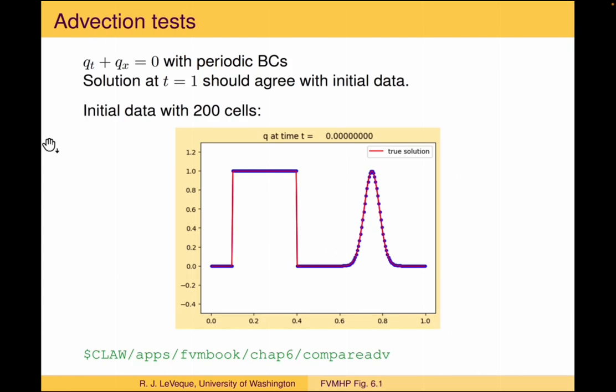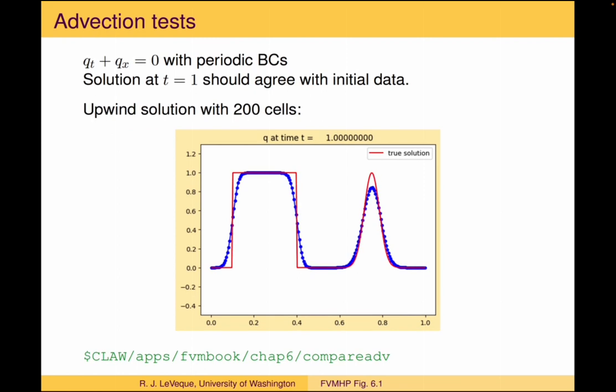So here's, again, an example of just solving the advection equation with the Upwind method on a unit interval with periodic boundary conditions. So the solution should just wrap around, and at time 1 it should agree with the initial data. If we take 200 cells and use the Upwind method, then we get quite a bit of smearing of the discontinuities, and we also lose the peak in this smooth Gaussian.